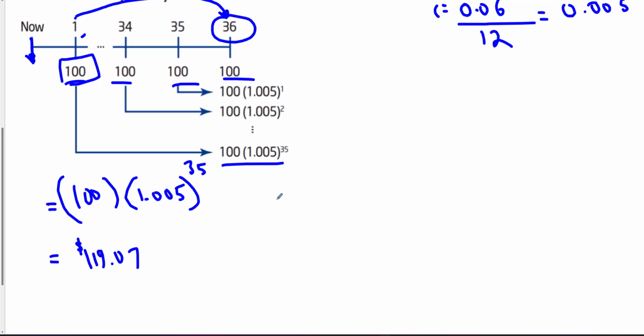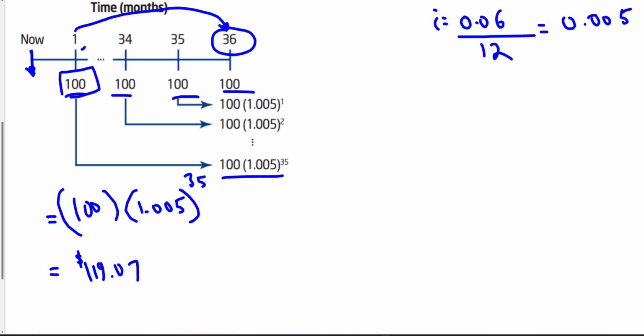Okay, so that's the scenario if I just deposited $100 and then for 3 years, compounded monthly, I just let it sit in the bank and just grow interest and I didn't touch it. But that's not the case here. Here, we are depositing $100 every month.